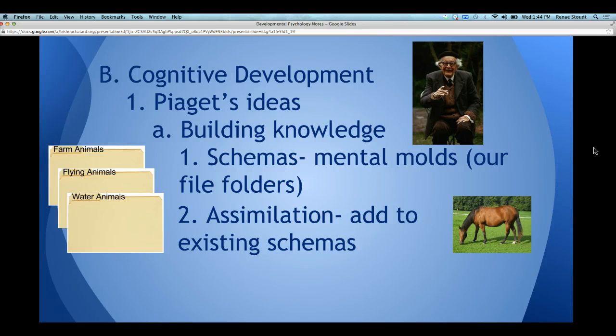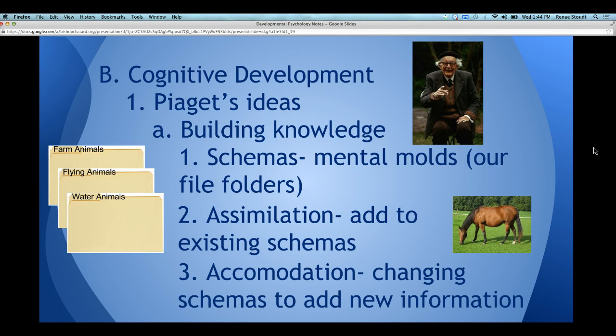Now, here's the problem though. What if you encounter something that doesn't fit, and it doesn't fit into the schemas that you already have, these file holders that you already have? Then you have what we call accommodation. Accommodation is the idea that we have to change our schemas to add new information. So all of a sudden, oh my gosh, we learned something that doesn't fit properly in there.